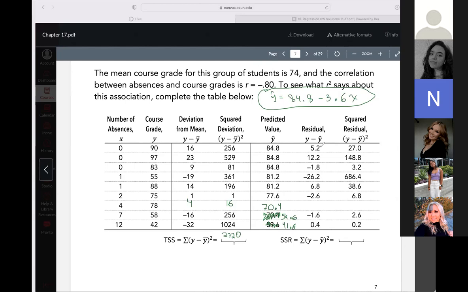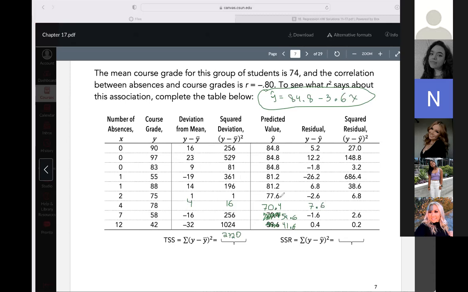Because remember what the residual is. It's the actual value minus the predicted value. 90 minus 84.8, 5.2, that's good. 97 minus 84.8, 12.2, that's good. 83 minus this, that's good. 55 minus this, that's good. 88 minus this, that's good. 78 minus 70.4, what's that? 7.6. So that should be a 7.6 residual.